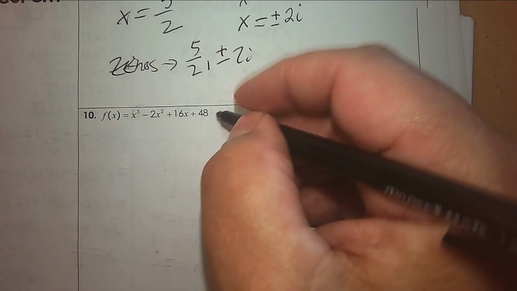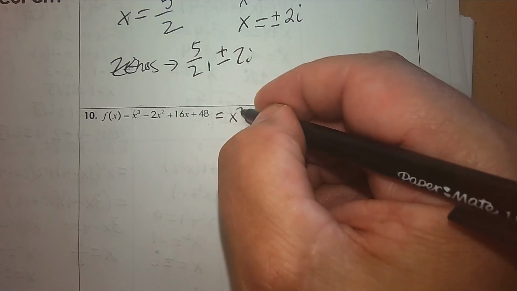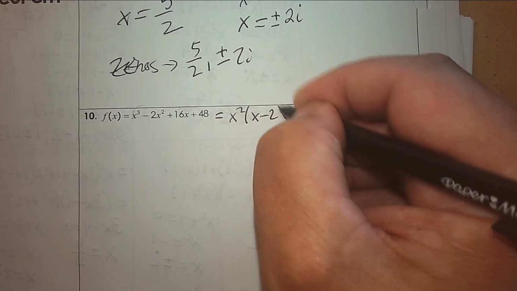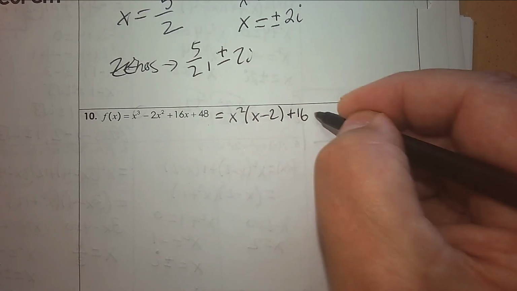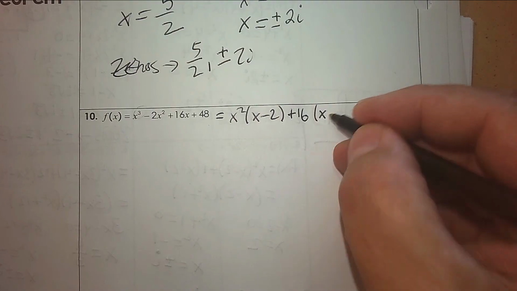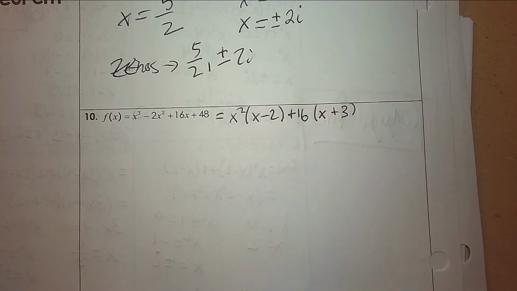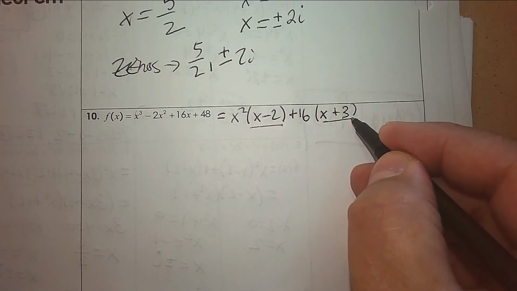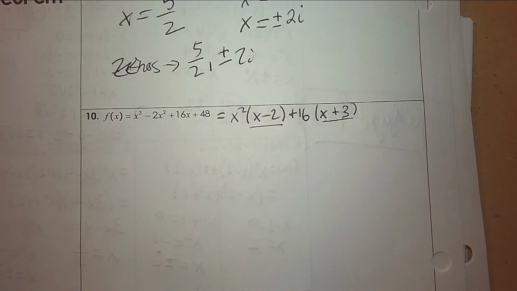3. So if I did try grouping, the first two have x squared. The next two have 16. What's 48 divided by 16? That's disappointing. So why can I not go further at this point? Do the factors match? So I can't factor by grouping.